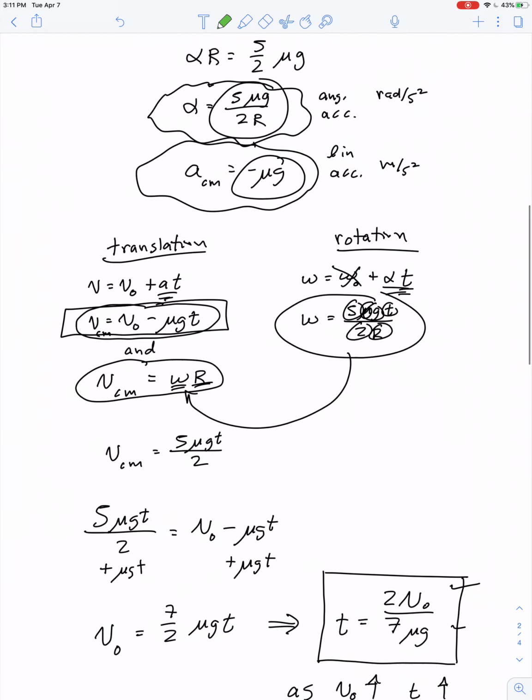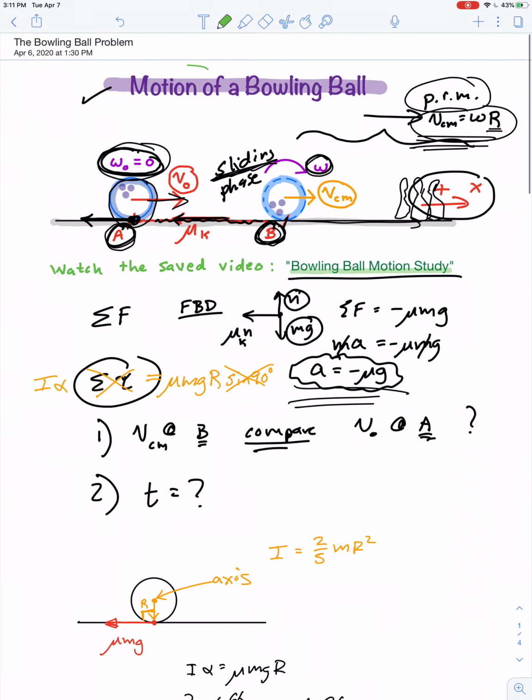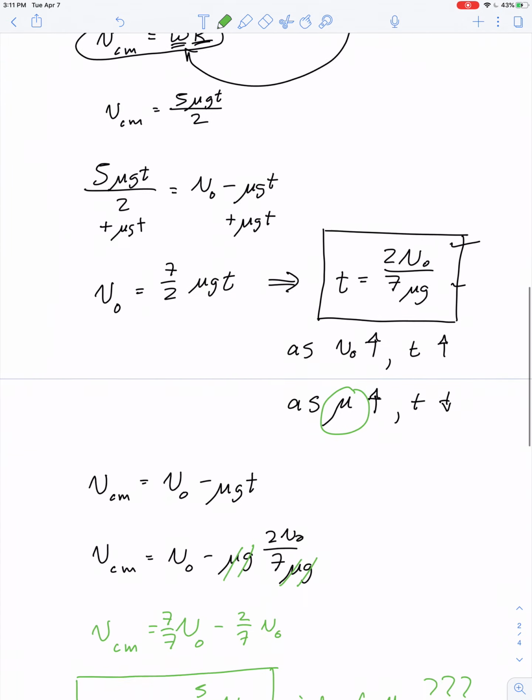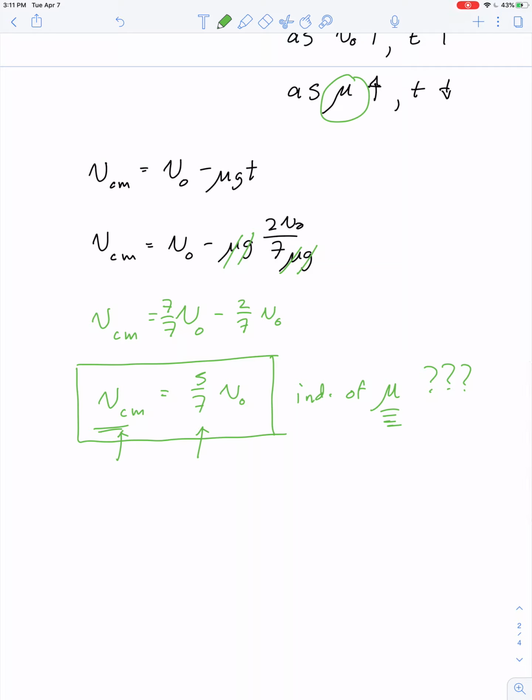So there's an interesting problem on the motion of a bowling ball, and if you need to, go back, review those steps, and see if you can derive this same expression on your own.